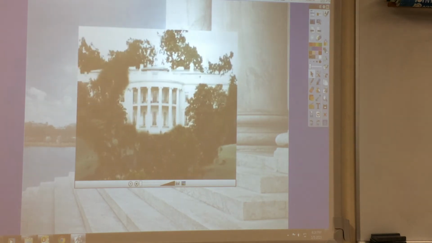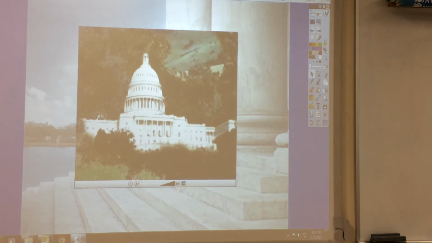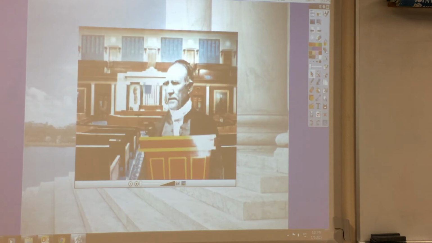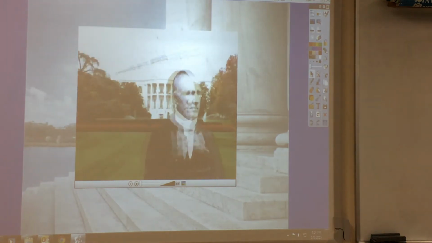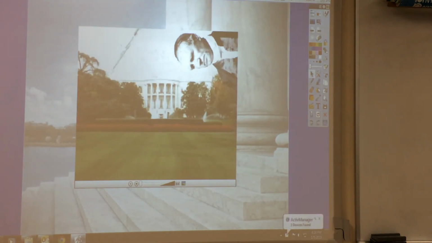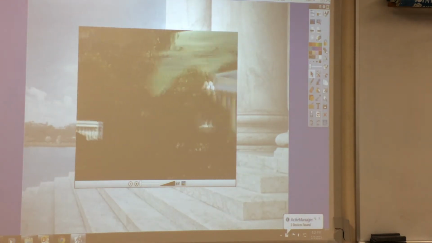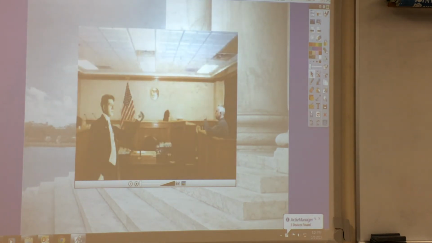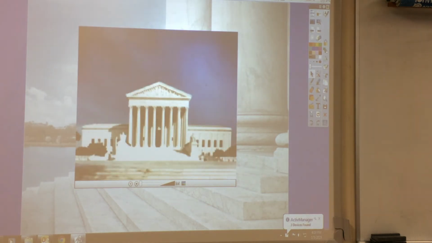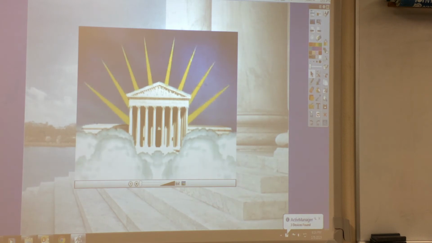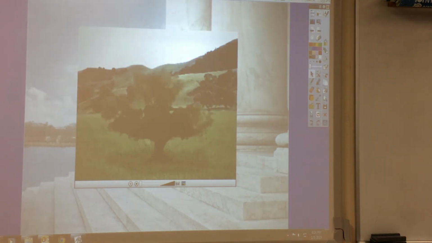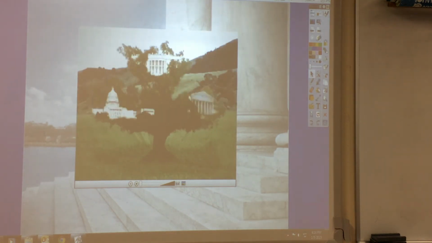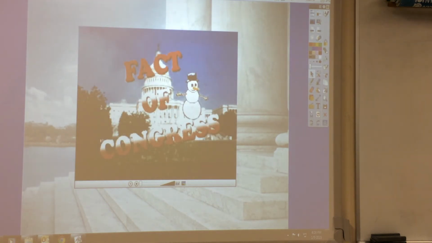A second branch is Congress, called the Legislative Branch. The main job of the Legislative Branch is to debate and pass laws. They also oversee the activities of the President. Finally, there is the court system, or the Judicial Branch. Sometimes people disagree about what laws mean, so we ask judges to help us decide. The Supreme Court is the ultimate judge of the land. These three branches of government work together to form a complete system, and that's another fact of Congress.